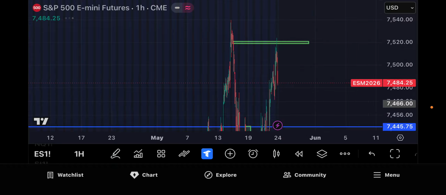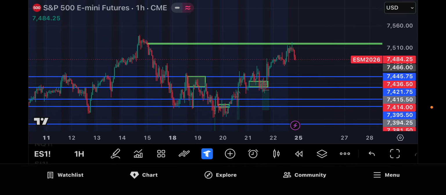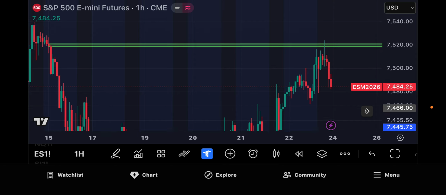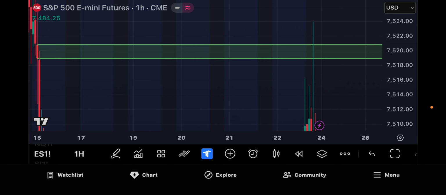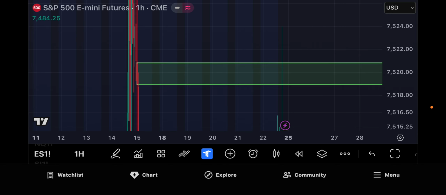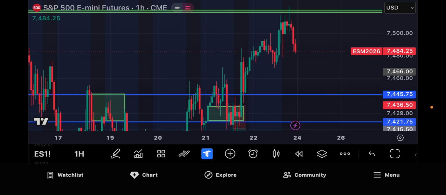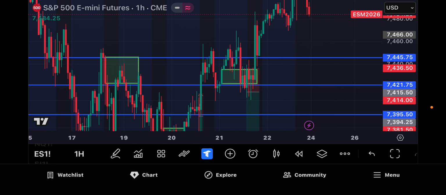As you see already, boom, we came back and we already touched this top fair value gap. And what we do, once we hit that 50%, we pushed a little bit past the fair value gap, and then we instantly just start reversing. And right now we're in a good sell based off of this top fair value gap.